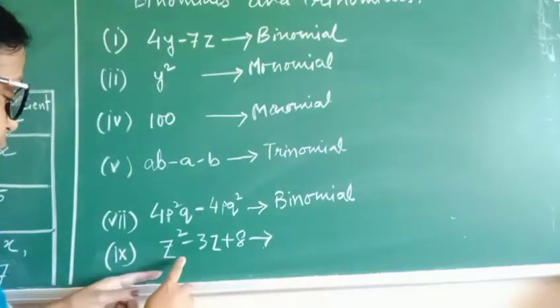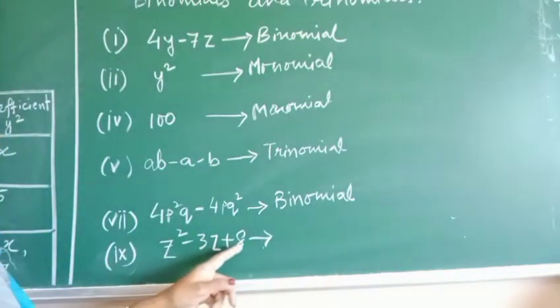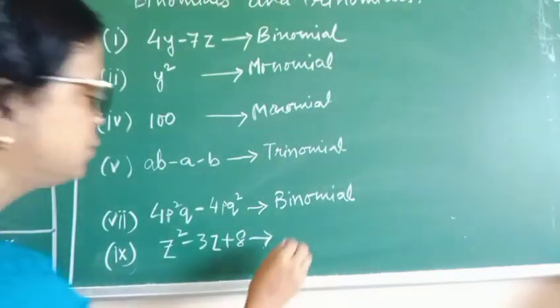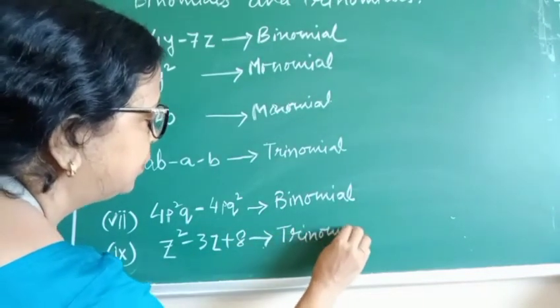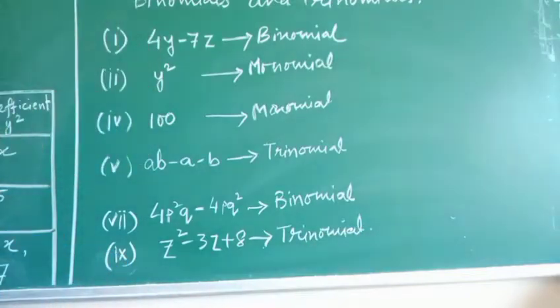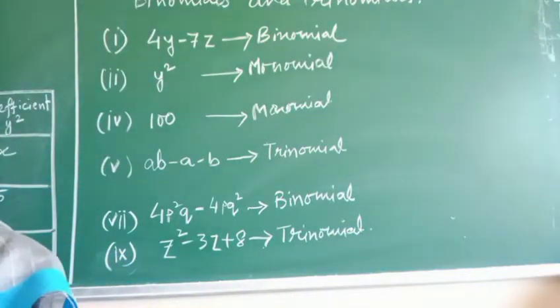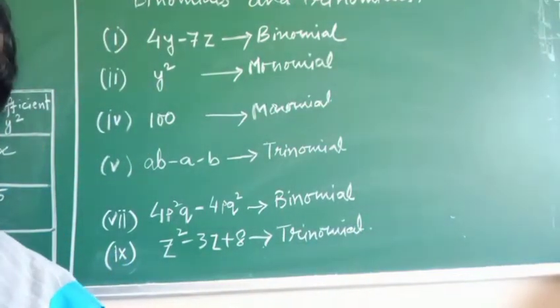And this one is z square minus 3z plus 8. Three terms, so we can write it trinomial. So in this way you have to classify monomial, binomial or trinomial.